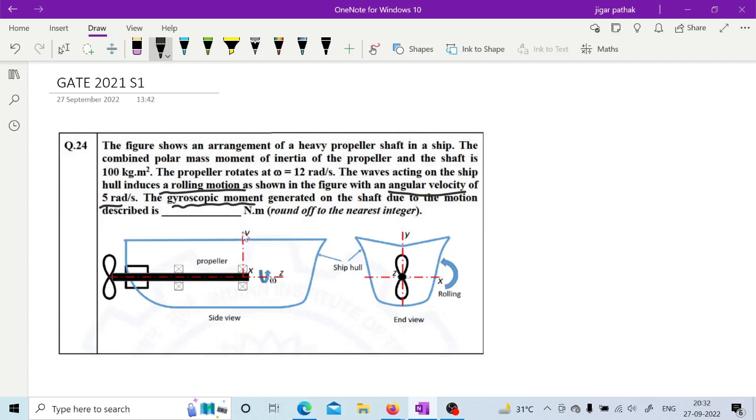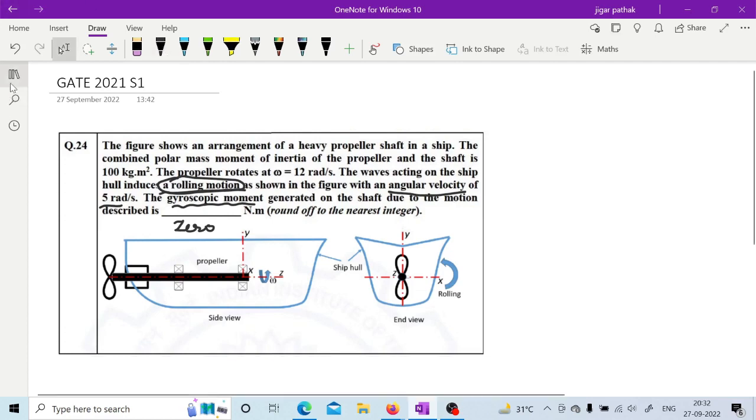Sir, zero. Zero, yes. Correct. So you got it right. It will be 0. Why? Because in rolling motion, the precession and spin directions are the same. Good. Because it is rolling motion, and in rolling motion you are having the spin axis and precession axis coinciding with each other. So you will have 0 in this case.